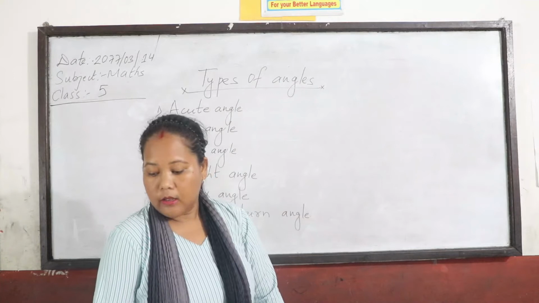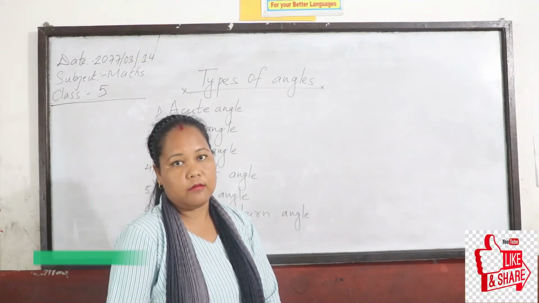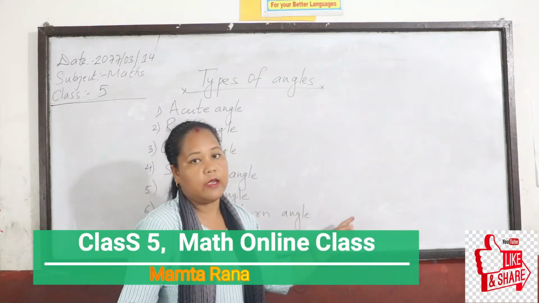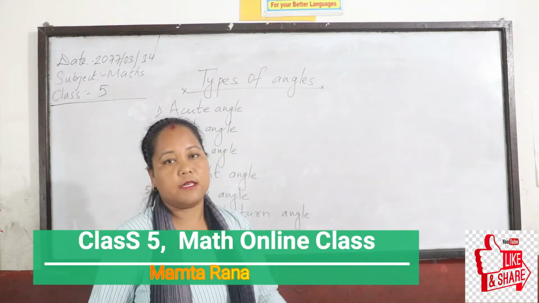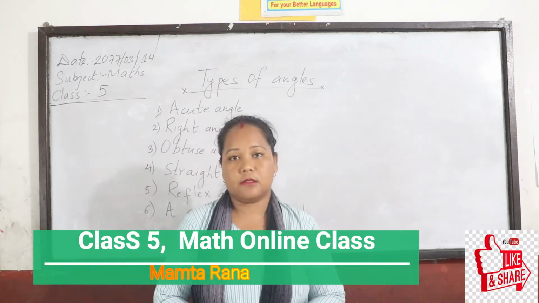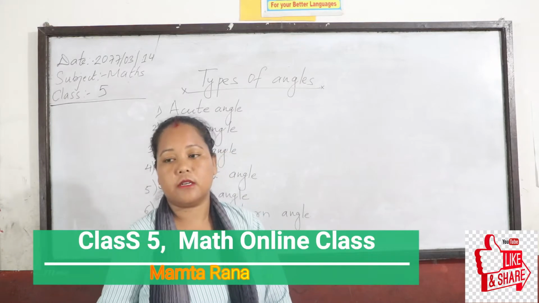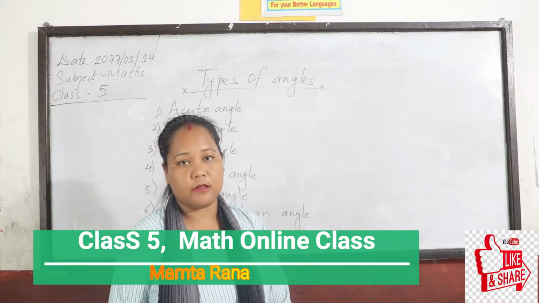Okay. In the previous class, we read about angle. What is an angle and what is the vertex of an angle, its arms, and the measurement of angles. We read about it. Okay, and today we are going to read the types of angles.